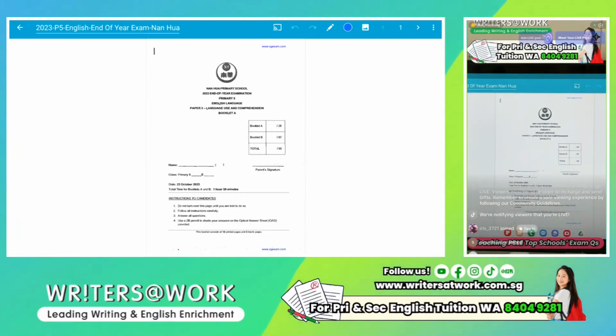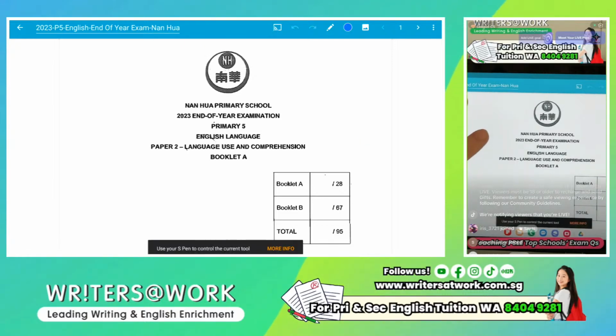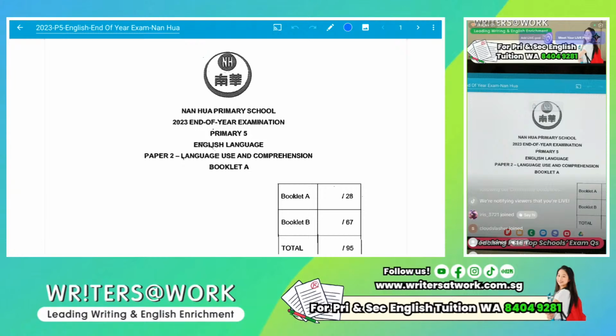As you're taking yet another look at an English practice paper, this time coming all the way from the west, we have Nan Hua Primary School 2023 end of year examination paper for Primary 5 English language. You're looking specifically at paper 2 on the language use and comprehension components of the paper.